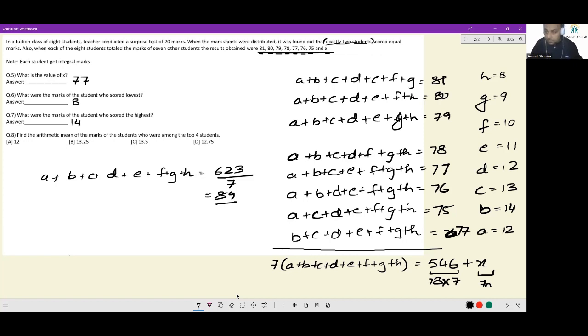And last, find the arithmetic mean of the marks of the students who were among the top 4. Now the top 4 students are going to be these 4. So the summation, 25 plus 26, 51, is their sum, divided by 4 gets me to 12.75, so option D will be the right answer. And that is the entirety of this set.